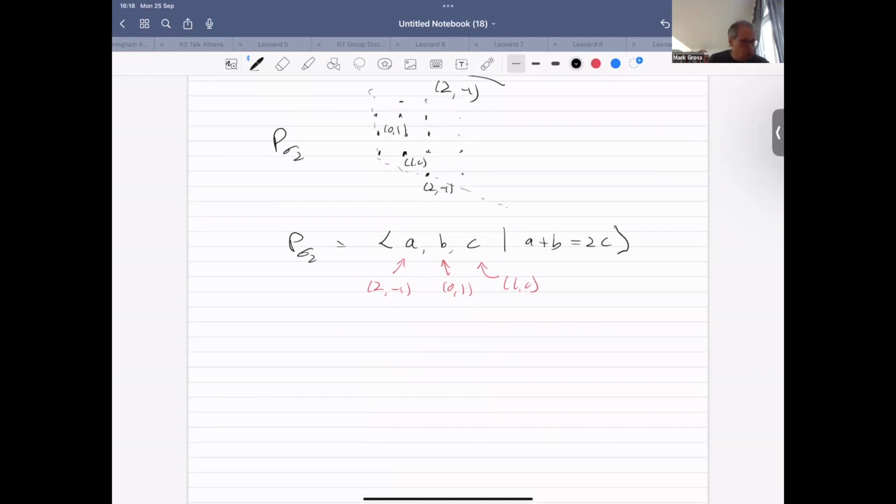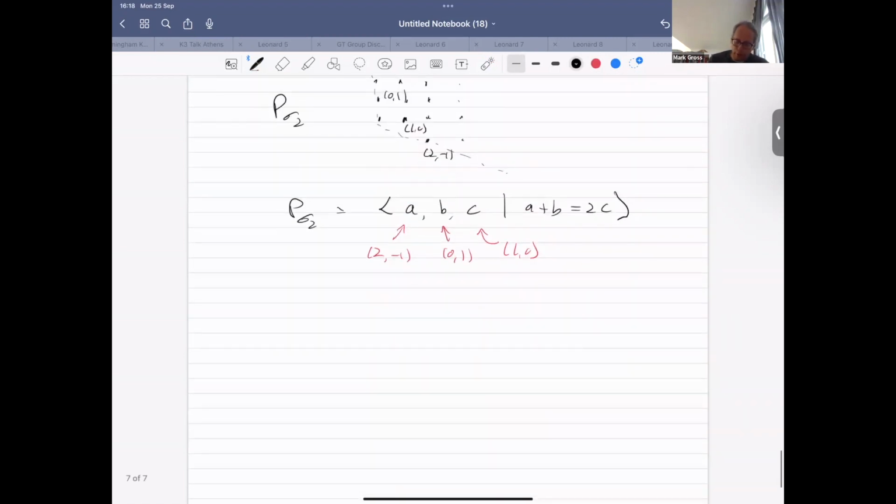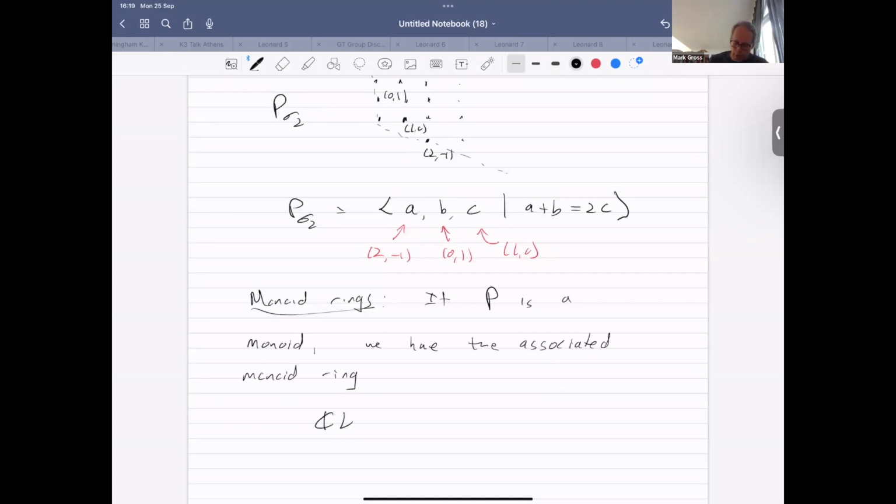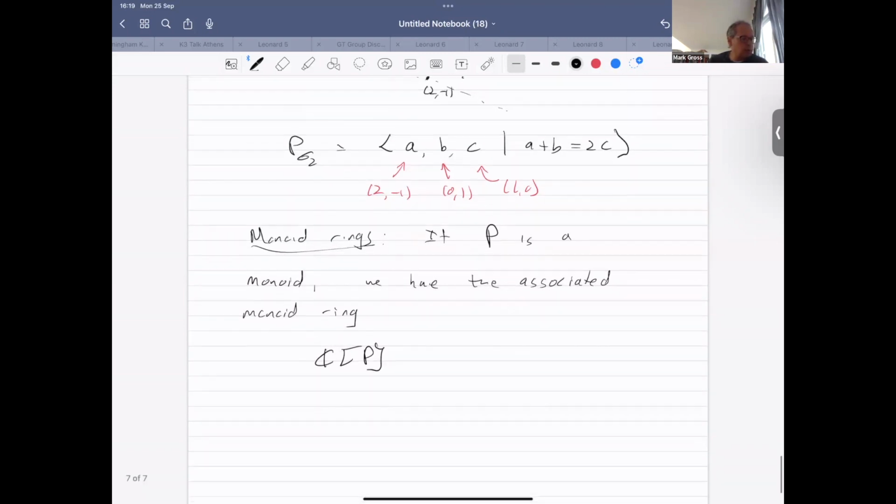Okay, so what do we do with these monoids? We have the notion of the monoid ring. So if P is a commutative monoid, and again, I'm going to leave off the word commutative, so it's just monoid, we have the associated monoid ring, which I will write as C[P], since I'm always going to work over the complex numbers.